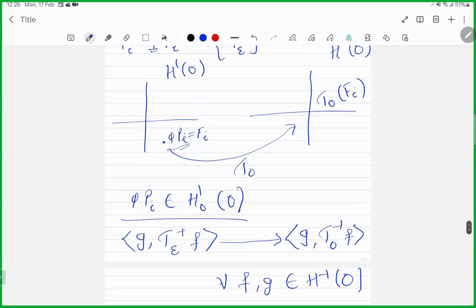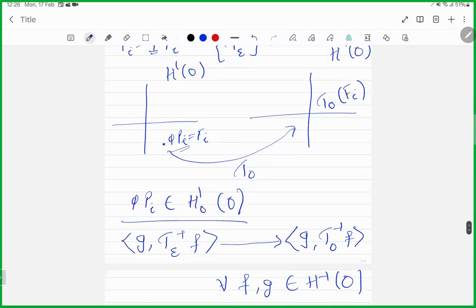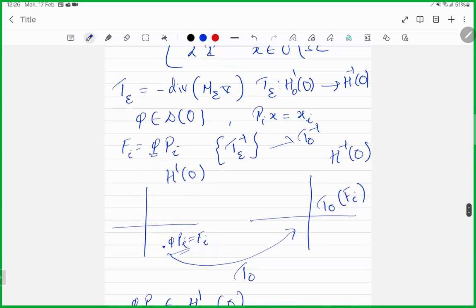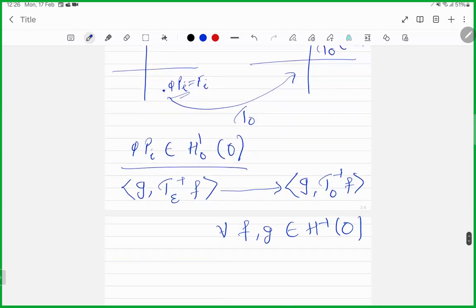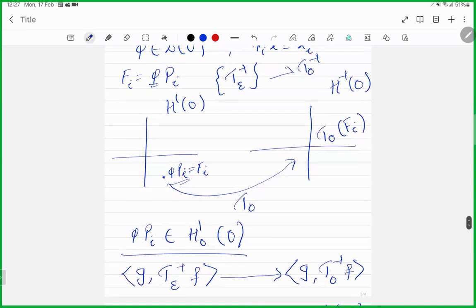Am I right? Because T epsilon inverse is from H minus 1 to H1, from here to here. So I'm using the weak operator topology. No, I'm right, because that will also be an operator from H1 0 of O to this. So that will also be an isomorphism from H1 0 O to this.